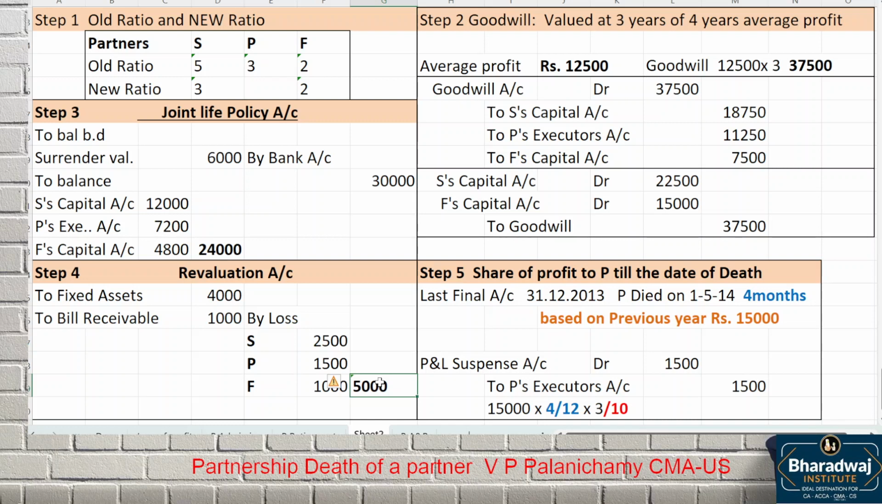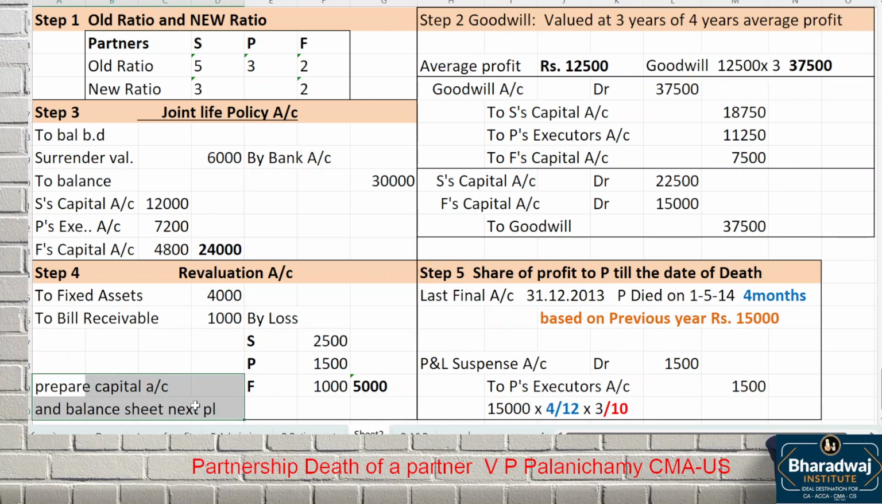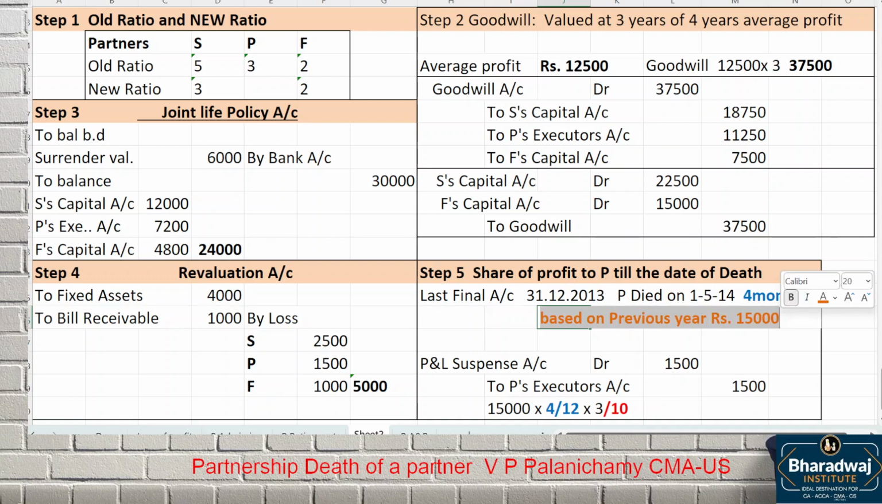Then prepare the capital account next. Accounts closed on 31st December when P died, 1/5. So this profit is calculated based on the last year. Prepare the capital account and of course the balance sheet.